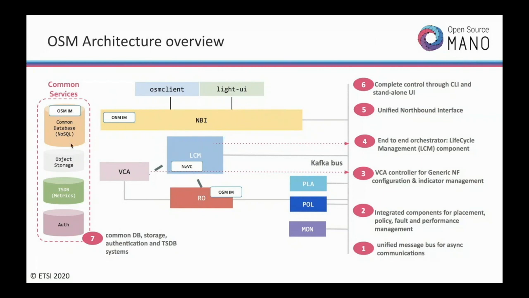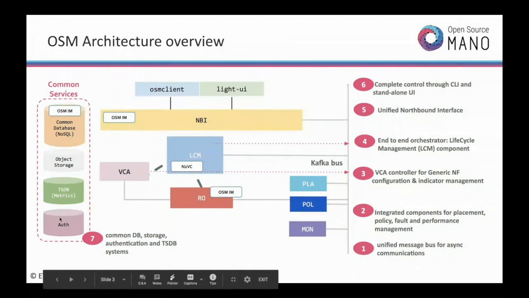We have the databases. We're missing here the MySQL database, which is one shared by many of these components. We have the NoSQL database, which is provided by Mongo. We have object storage. Depending on the implementation, it uses the file system or can use an external storage system. We have Prometheus as a time series database. So everything that MON collects goes to Prometheus and is stored there.